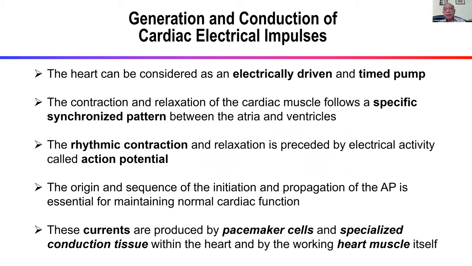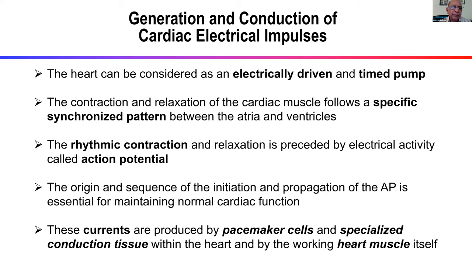The contraction and relaxation of cardiac muscle follow a specific synchronized pattern between atria and ventricles to maintain the circulation in the proper way. The rhythmic contraction and relaxation are preceded by electrical activity, which we call the action potential. The origin and sequence of the initiation and propagation of the action potential is essential to maintain normal function of the heart in rhythmic contraction. These currents are produced by the pacemaker cells, specialized conduction tissue, and many of the ventricular cells can produce them in due course of time. So this is the basic electrical aspect of the heart.